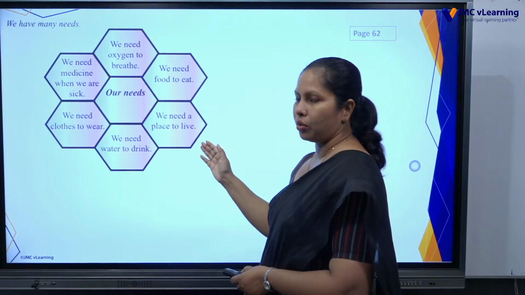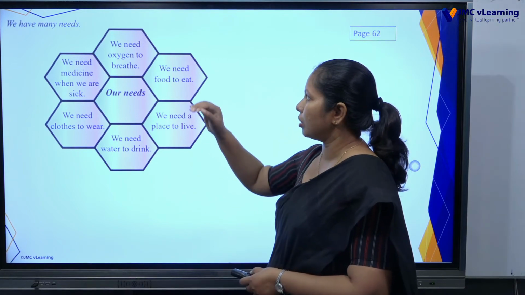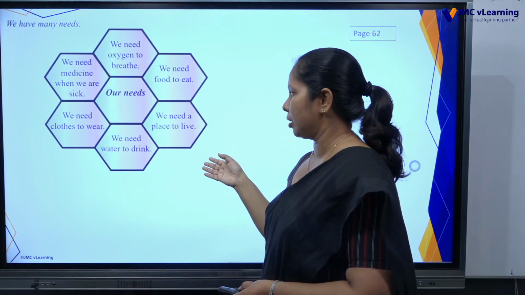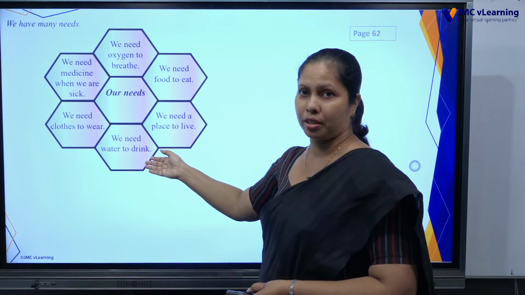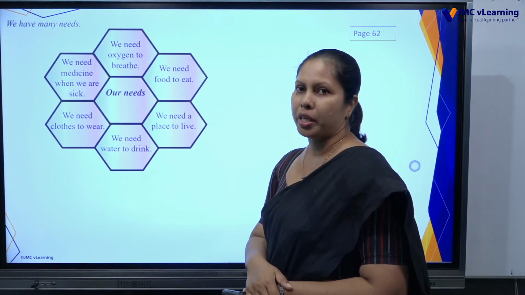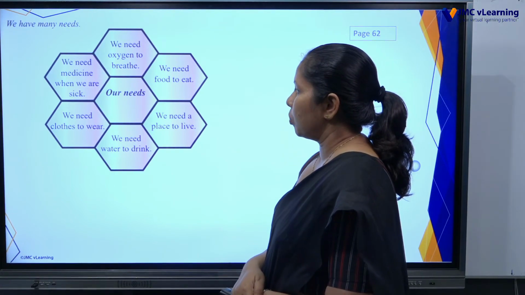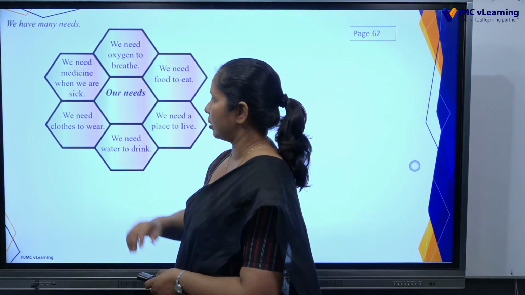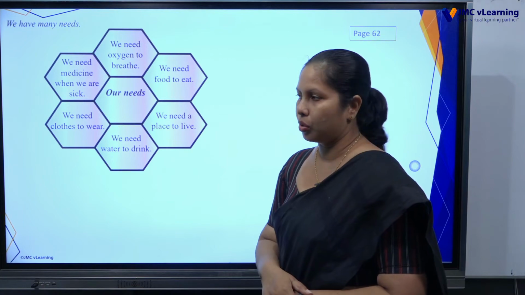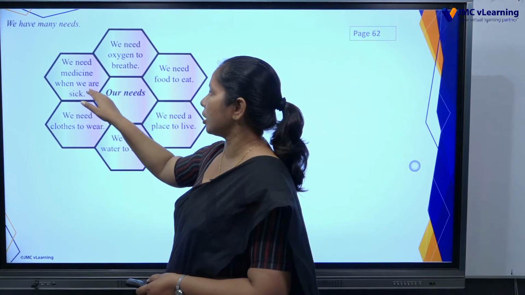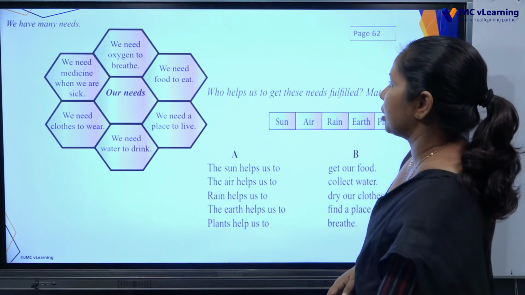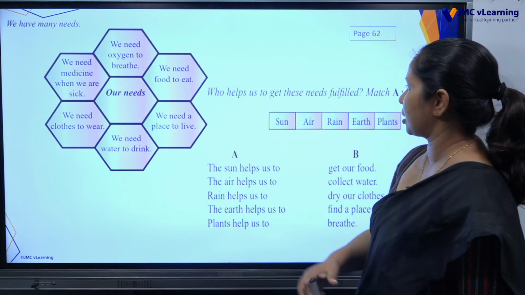We need a place to live. So, not only oxygen, not only food, but we need a place to live. Also, we need water to drink. So, we need water to quench our thirst. We need clothes to wear. Also, we need medicine when we are sick. So, even having all this, if we fall sick, we too need medicine. There is an activity regarding this exercise.